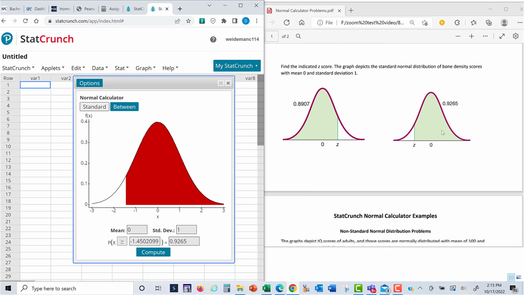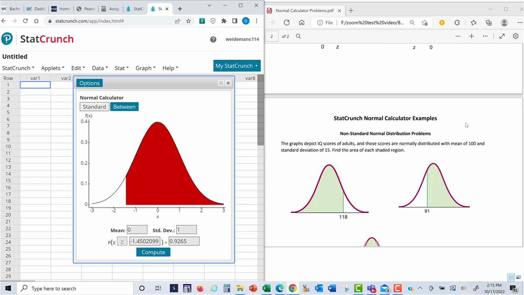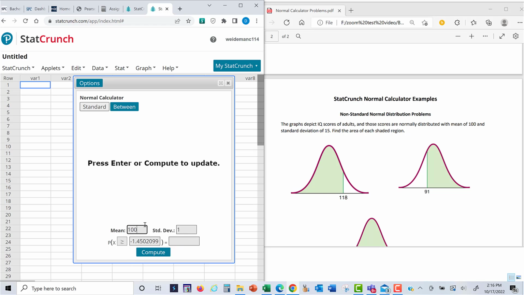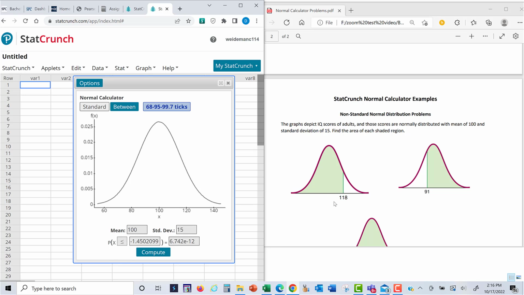Okay, now let's change it up a little bit. Let's go down here. And now, instead of having a standard normal, we're going to have a mean and standard deviation. We're looking at IQ scores, and the scores are normally distributed. We call this a non-standard normal distribution with a mean of 100. So I'm going to put that into my mean window, and my standard deviation is 15. And then I'm going to do the problems exactly the same way. Let's make sure this is less than or equal to, because the first one wants to know what's the probability if I randomly selected an adult that their IQ score would be less than or equal to 118.